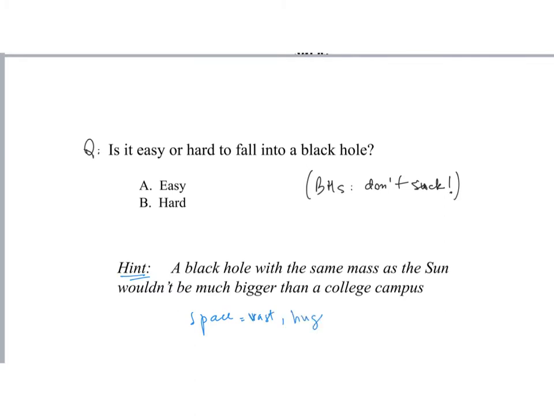Vast. Huge compared to a college campus, right? So this is tiny. Actually, extremely tiny compared to, for example, the distance between the sun and the closest star to the sun. Remember, that is a few light years. That's a lot. That's orders and orders and orders of magnitude larger than the college campus.